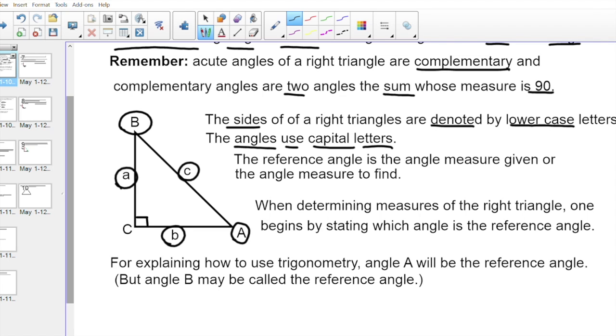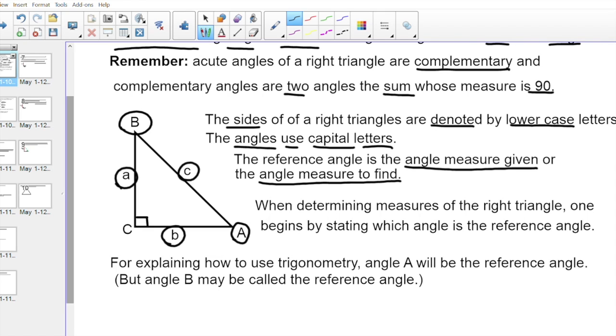Now, the reference angle is the angle measure given. In other words, one of these angles will have a measure, or the reference angle is the angle measure to find. So when you work in right triangle trigonometry, you're going to be calling one of the angles the reference angle, the angle that we're referring to.